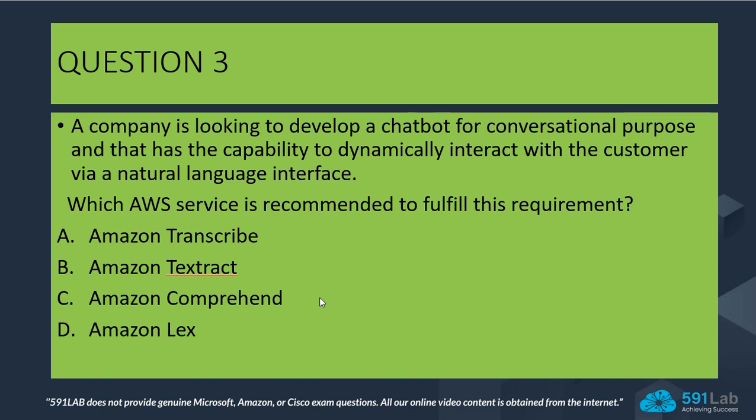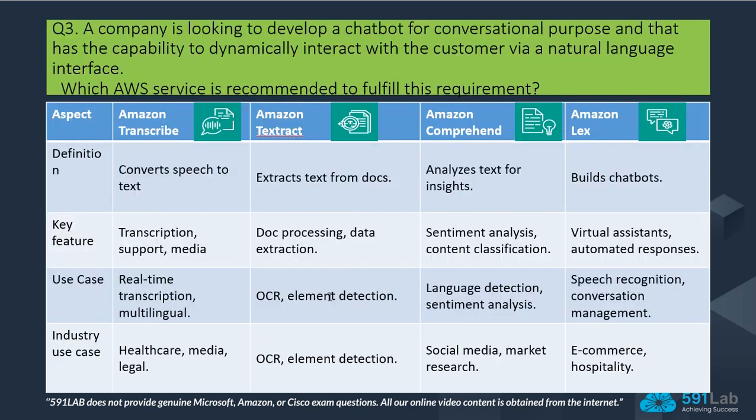The third question is, a company is looking to develop a chatbot for conversational purpose and that has the capability to dynamically interact with the customer via a natural language interface. Which AWS service is recommended to fulfill this requirement? Amazon Transcribe, Amazon Textract, Amazon Comprehend, Amazon Lex. In order to answer this, you need to have the general concept of each of the services.